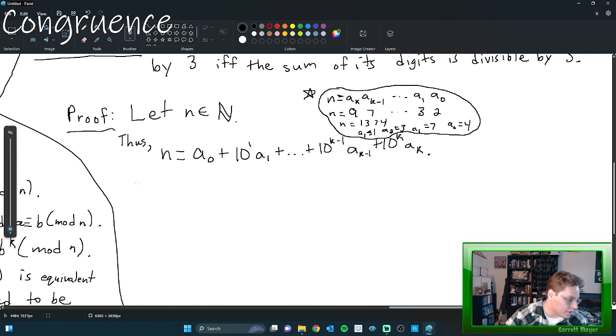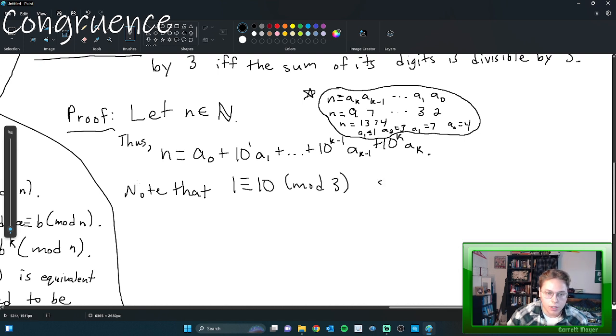So with this, the next thing that we can note is that 1 is congruent to 10 mod 3, since 10 minus 1 is equal to 9, and 3 divides 9, because 3 times 3 is 9. So we have 10 is congruent to 1 mod 3.